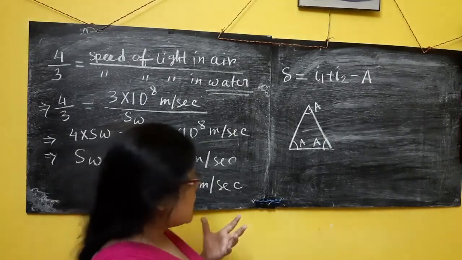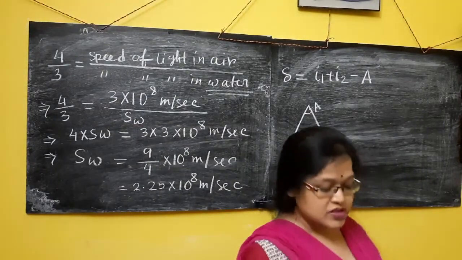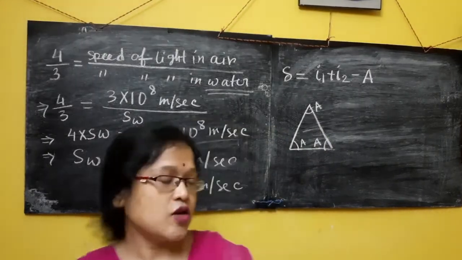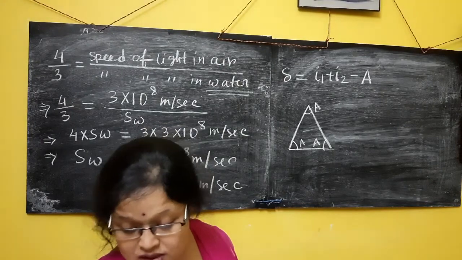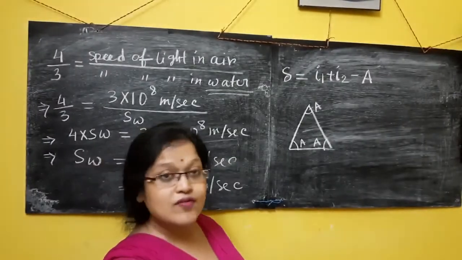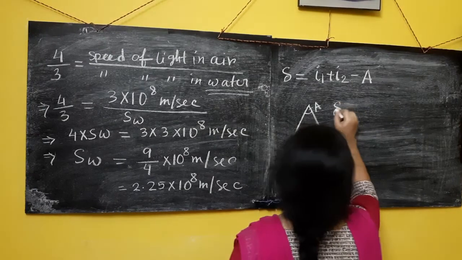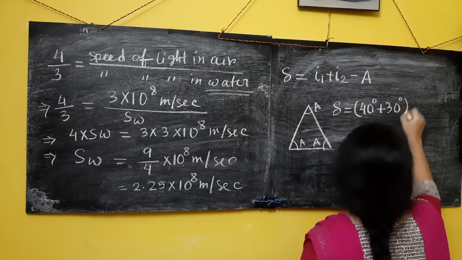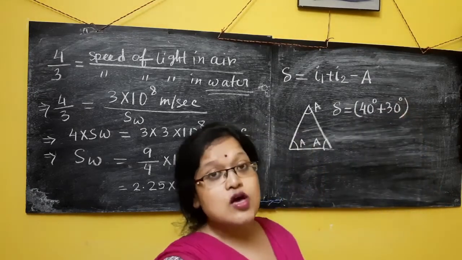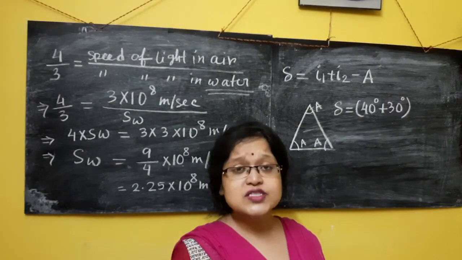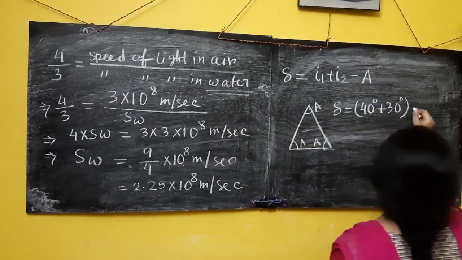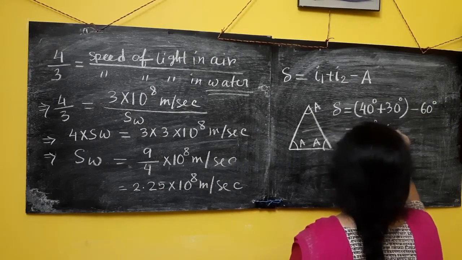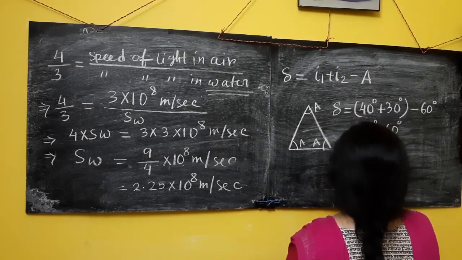Since the hint given here says it is an equilateral prism, obviously the angle is 60 degree. Now I1 is given how much? I1 is given 40 degree and I2 is given 30 degree. So angle of deviation will be equal to 40 degree plus 30 degree minus the angle of prism. Since it is an equilateral prism, the angle of prism will be 60 degree because all the sides are same. So that equals 70 degree minus 60 degree, so delta equals 10 degree.